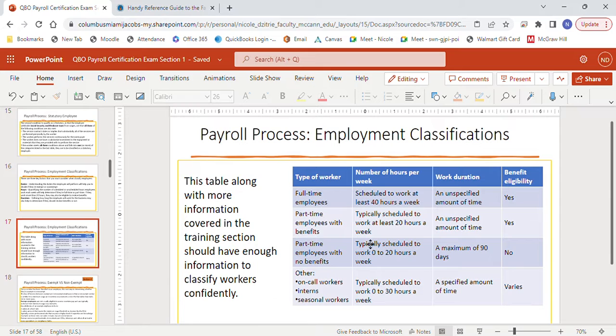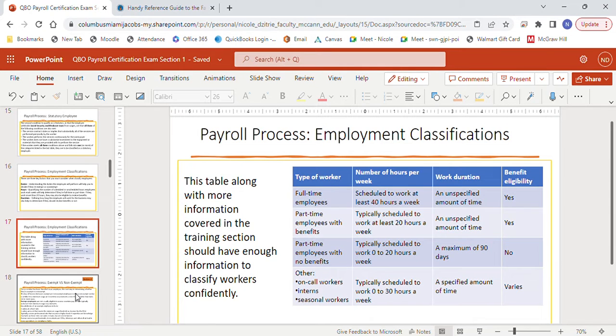So here it says the type of work, and they split it up between full-time, part-time with benefits, part-time without benefits, and then other, which covers on-call, interns, and seasonal workers. Then it talks about the number of hours and the work duration, and whether or not they should be eligible for benefits.